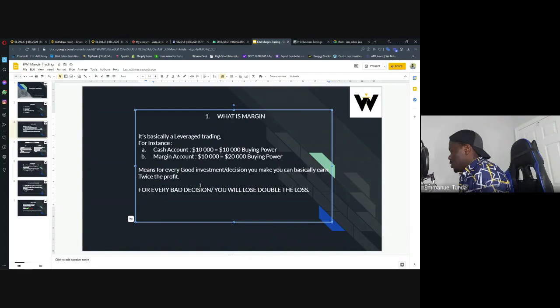What is necessary to understand here is that every time you use margin, it is kind of a two-sided sword. When you have more buying power, the profit that you could make on a $10,000 investment, now you're going to be able to make on a $20,000 investment. But also the loss that you could have made on a $10,000 account, you're going to be making double of that if you're trading on a $20,000 account. So it goes both ways.